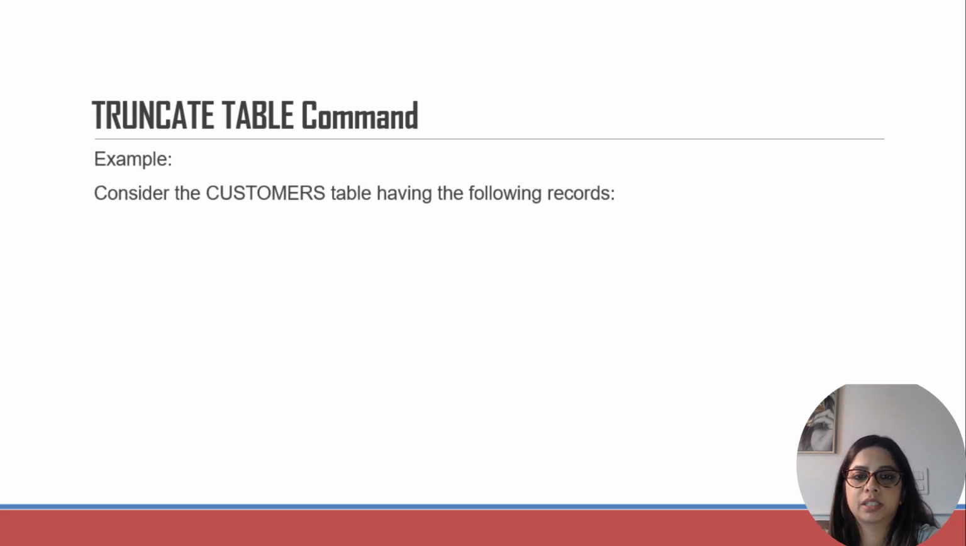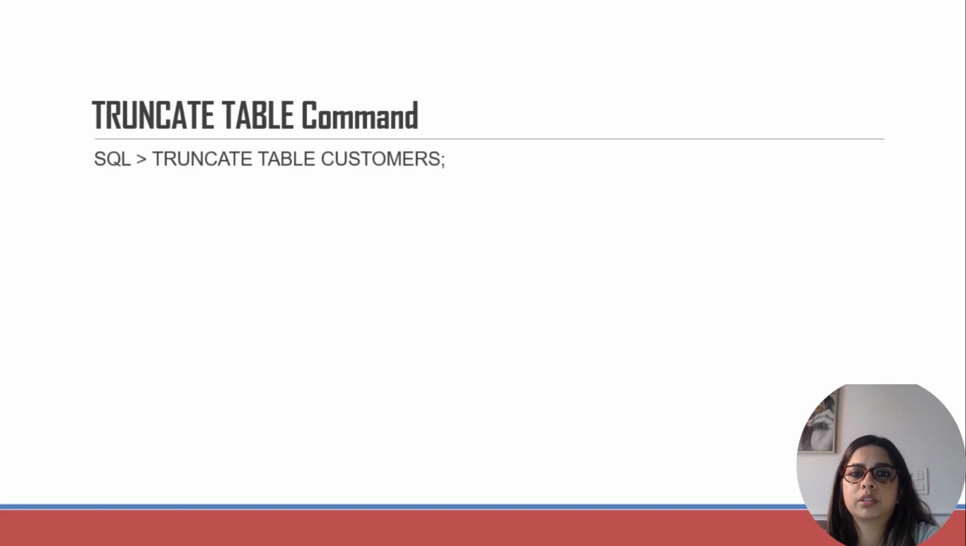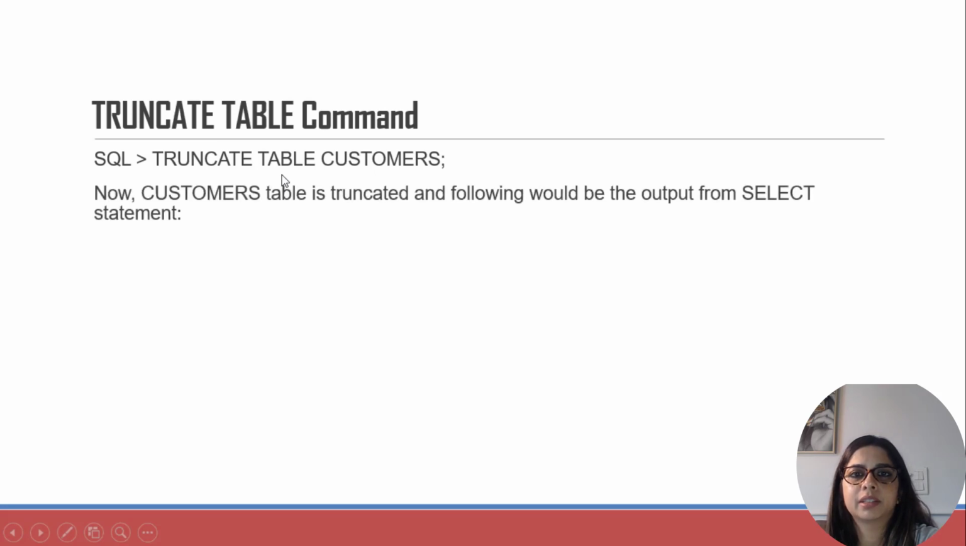And the syntax, of course, we have to see. So let's say this is a customers table. We have ID, name, age, address, salary. So you have all these columns here. And if you want to run the truncate command, it will be truncate table and then the table name. So the table keyword has to be there. Truncate table and then customers.